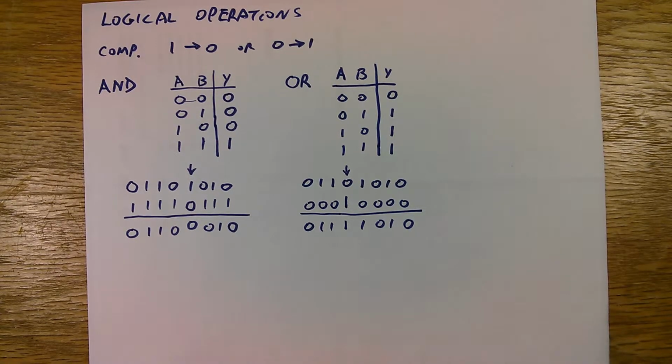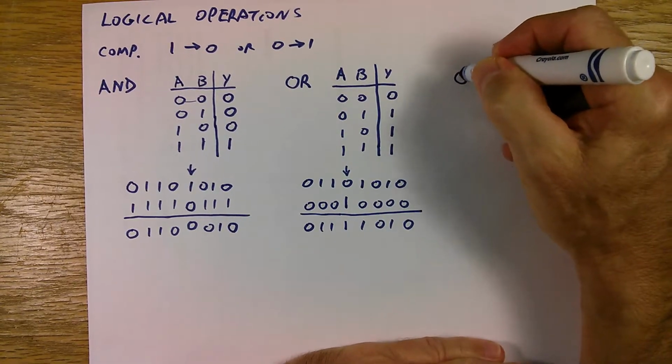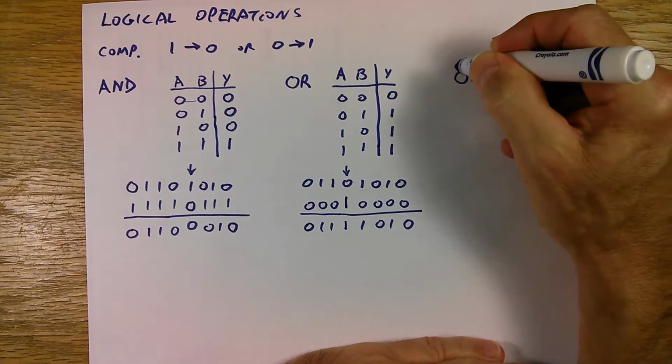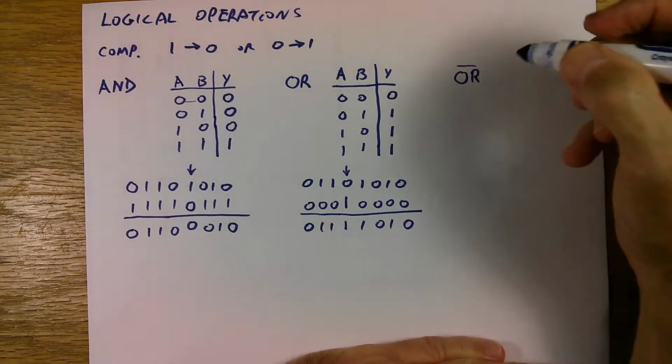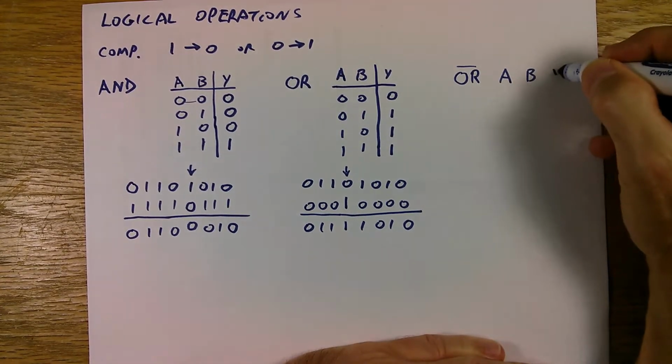There's another operator. It's called exclusive OR, and I can't remember the symbol for it. I'm not sure if there's one. I'll have to look it up. But it looks like this with the truth table.